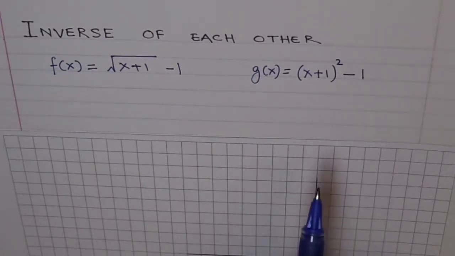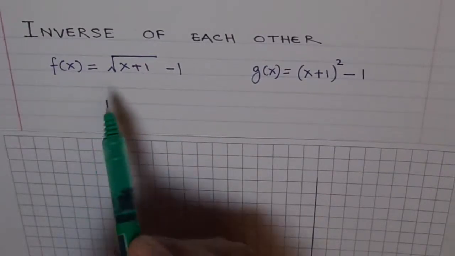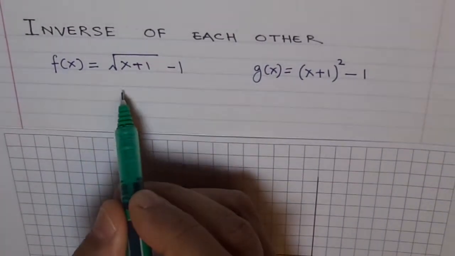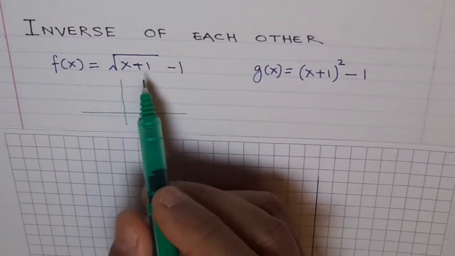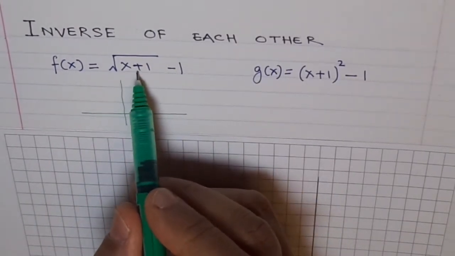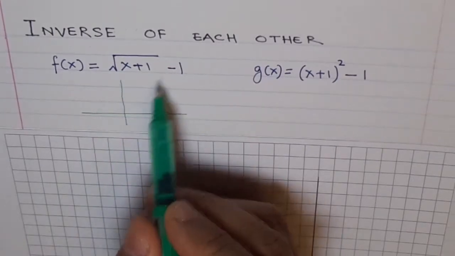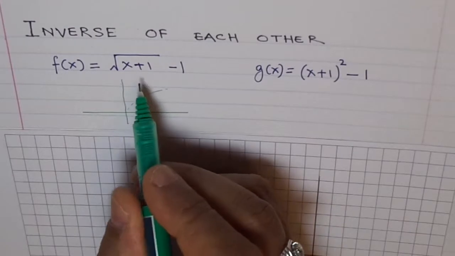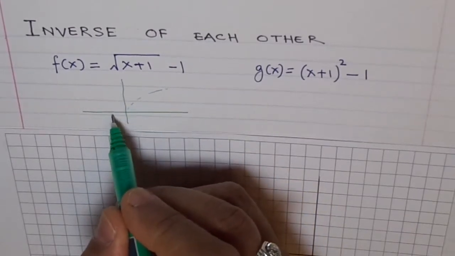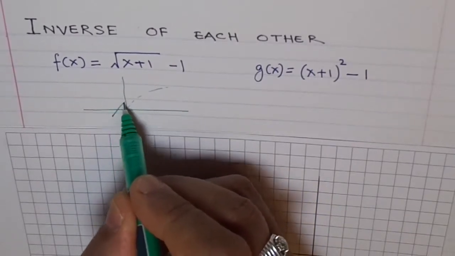Okay, let's make a kind of rough sketch. Now if you're talking about this function, then this is a square root function, correct? And the transformation is that you have moved it 1 unit to the left and 1 unit down. So the basic square root function is like this. This has been transformed 1 unit left and 1 unit down. So you get a function like this.